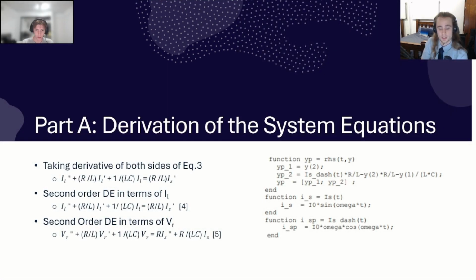Deriving the system equations includes taking the derivative of both sides of our rewritten equations. The result is a second order differential equation for the current through the inductor and another for the voltage across the resistor. These equations are then implemented in MATLAB using these functions to define the system of differential equations. The main MATLAB code involves a function to represent the right-hand side of the differential equation and additional functions to model the source current and its derivative. The MATLAB code uses these functions to compute the behavior of the RLC circuit over time.